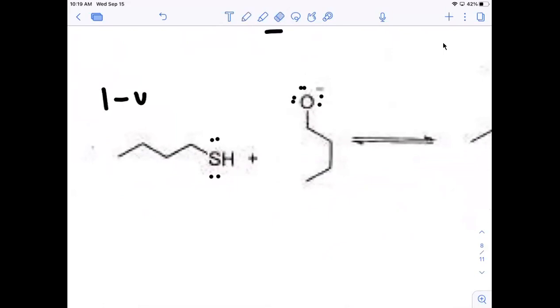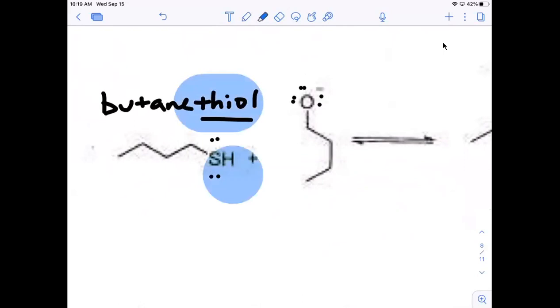butane thiol. I don't need to put a 1 in there. It's thiol because of the sulfur, right? A thiol is a sulfur analog of an alcohol. All right, so that's why it's butane thiol: butane because there are 4 carbons in the chain, and thiol because it's a sulfur analog of an alcohol. Right, so somebody look up the pKa for that.